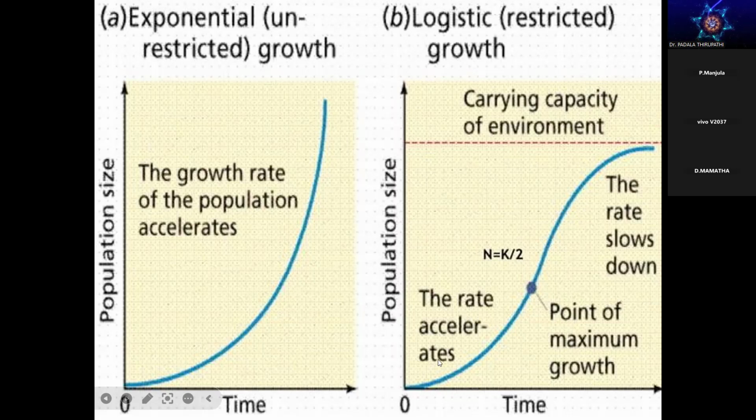The rate accelerates to a point of maximum growth, and later the rate slows down. So it is called the sigmoid growth curve, and this one is the J-shaped growth curve. We can observe these two types.